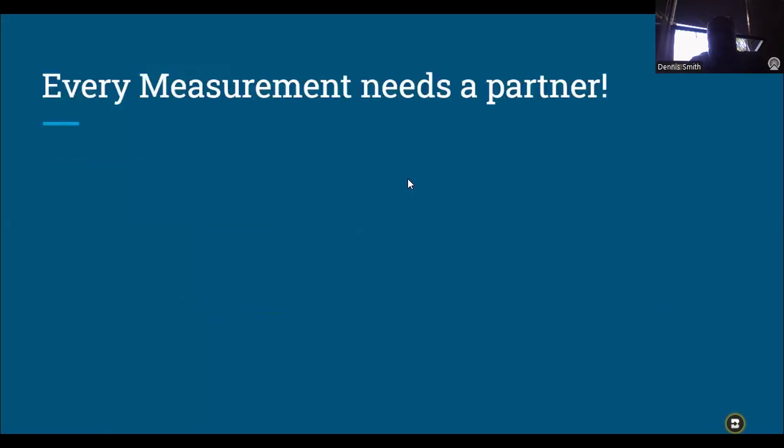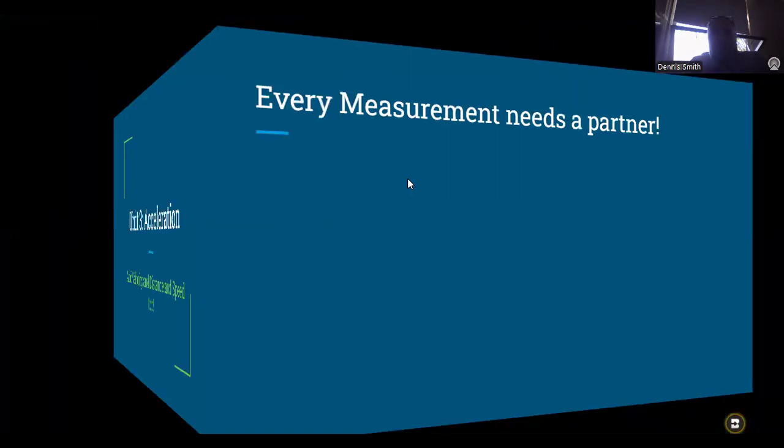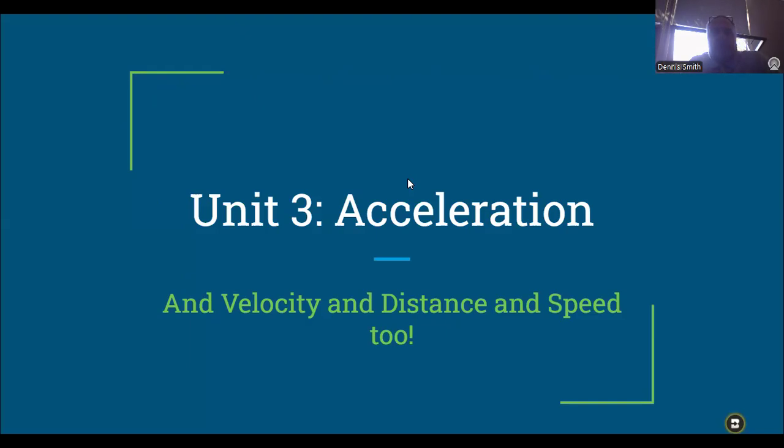So we're going to start Unit 3, which is acceleration. A lot of the stuff in the beginning of this video is going to be a review from last unit because we're going to be talking about velocity. We're going to be talking about displacement, distance, and speed. But it's going to be going forward. This is what we're going to be doing.